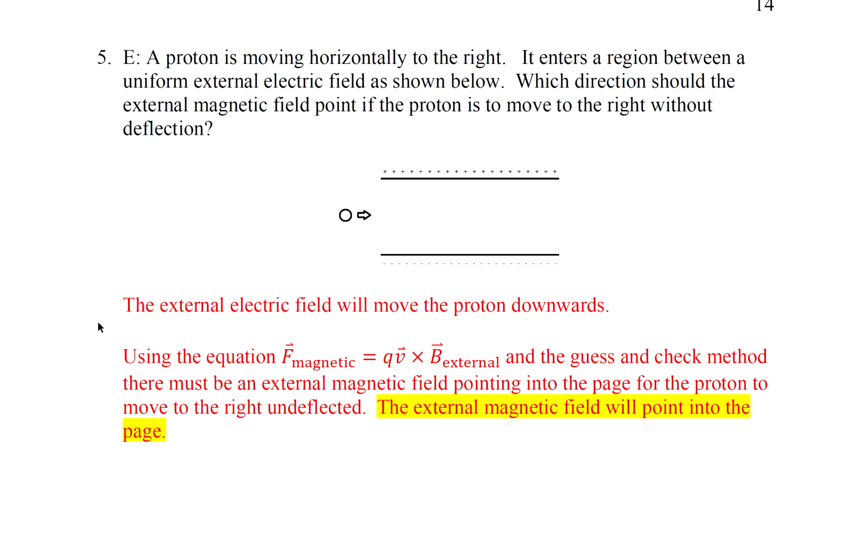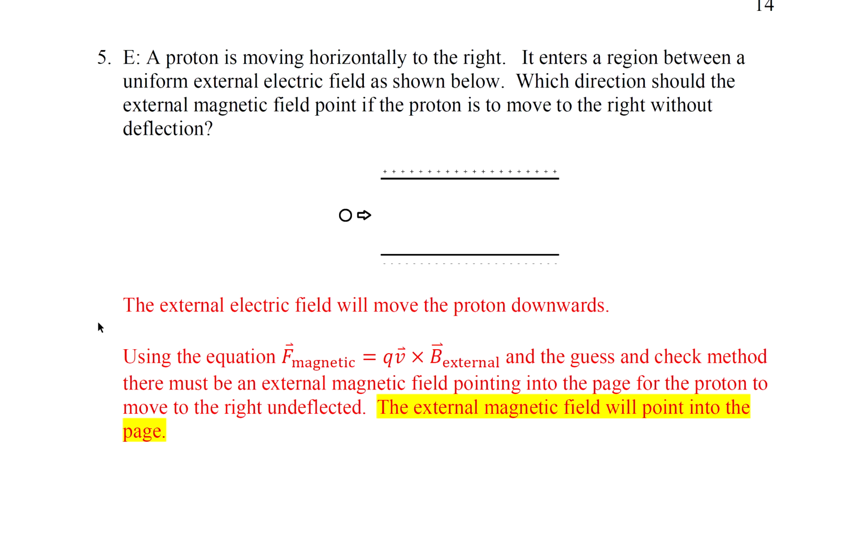Question 5. A proton is moving horizontally to the right. It enters a region between a uniform external electric field as shown below. Which direction should the external magnetic field point if the proton is to move to the right without deflection? So, we just want this proton to move to the right.